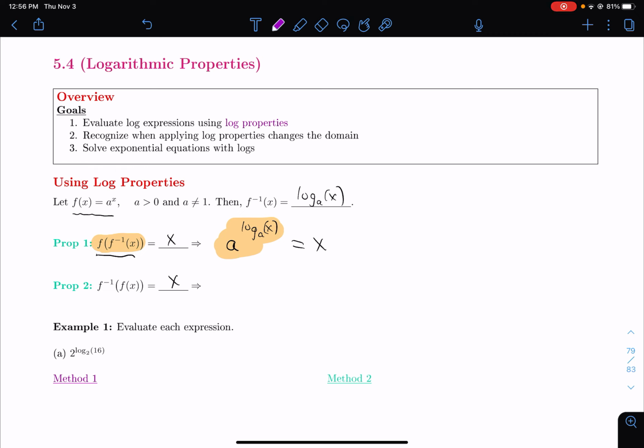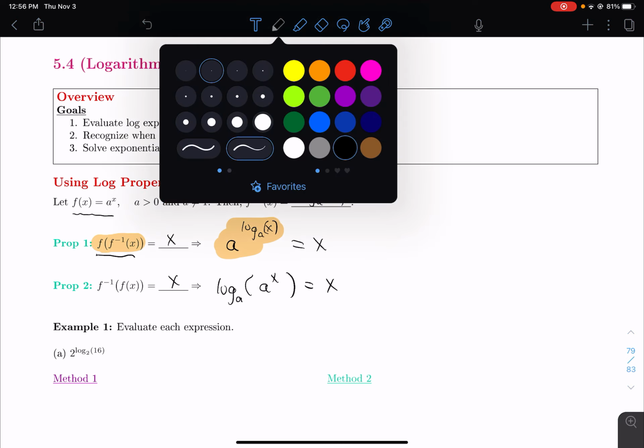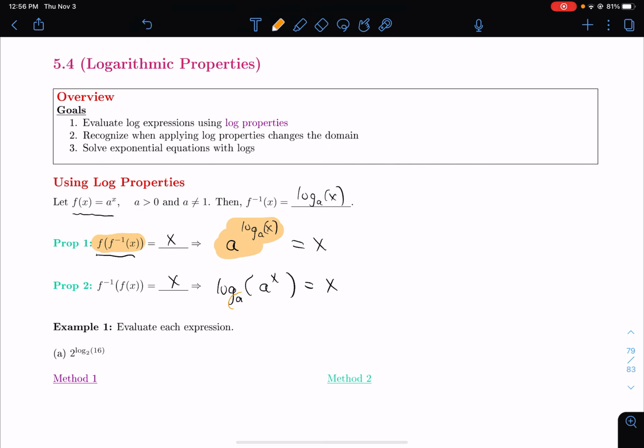So what does this look like in the other order? I'll have f inverse on the outside, which is log base a, but now I'm plugging in what f of x is. And f of x is a to the x, and in this order as well, I should just end up equaling x. Again, if the base of the log matches the base of the power inside the log, they cancel because they're inverse functions, and I'll be left with just the exponent, which is x. So in this order, f inverse of f of x became this.